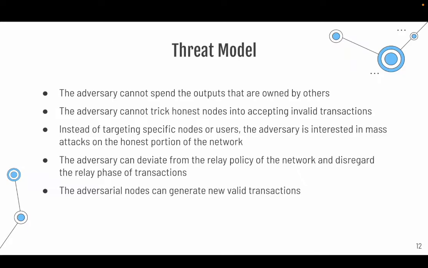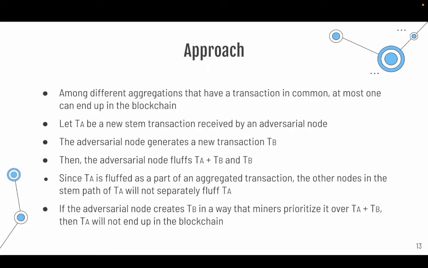Instead of targeting specific nodes or users, the adversary is interested in mass attack on the honest portion of the network. The adversary can deviate from the relay policy of the network and disregard the relay phase of transactions. And the adversarial nodes can generate new valid transactions. So now I'm going to describe the design for the attack.